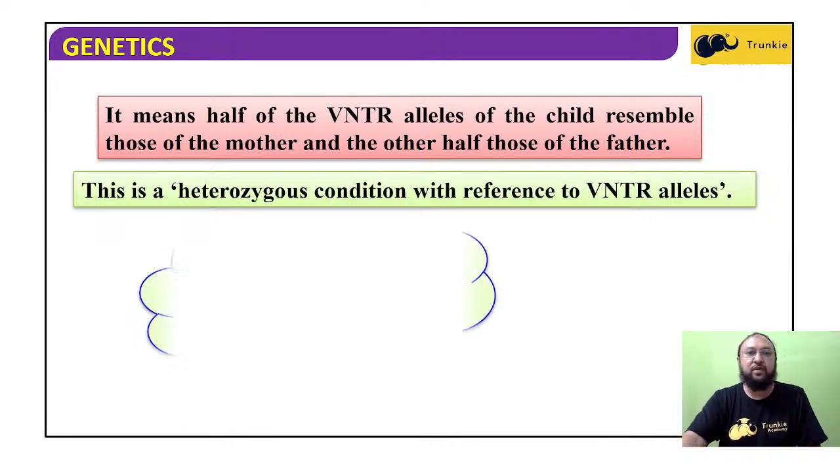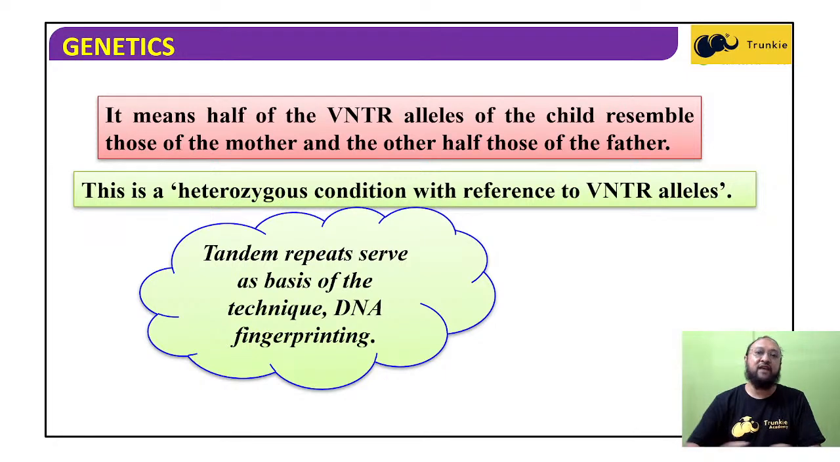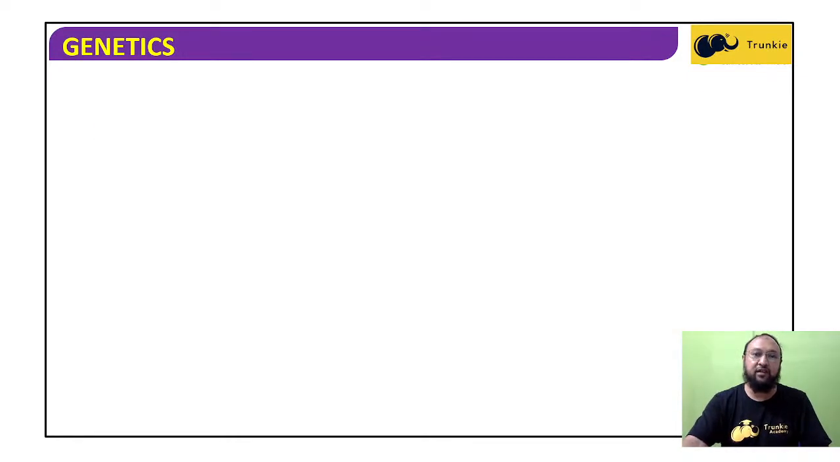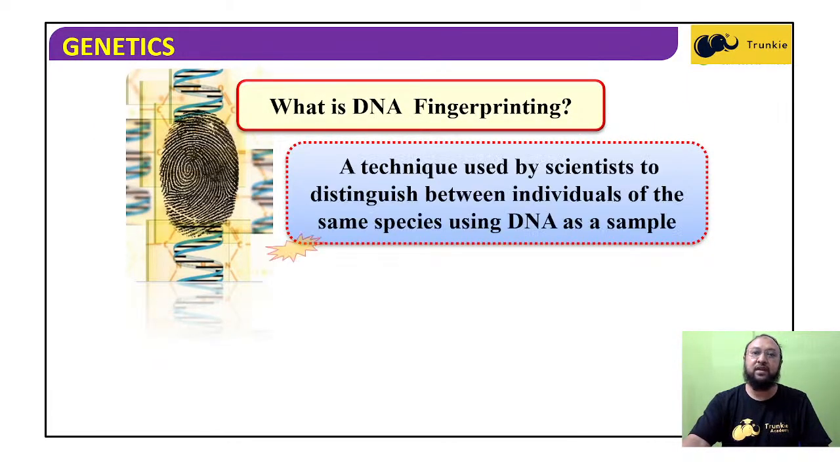Now the tandem repeats serve as the basis of the technique for DNA fingerprinting. What is DNA fingerprinting? It is a technique used by scientists to distinguish between individuals of the same species using DNA as a sample. So this technique is used to distinguish between two individuals.